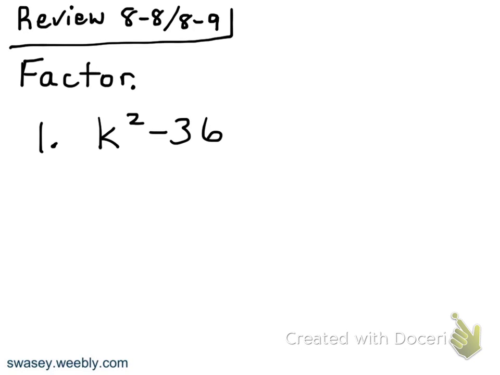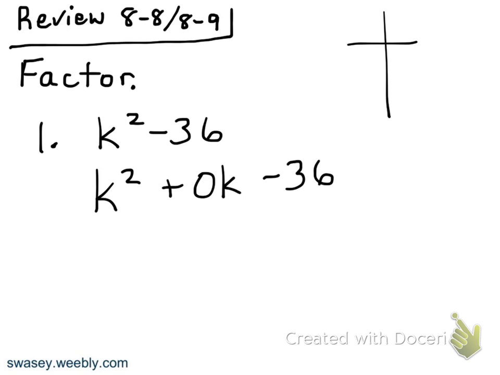Here we want to factor. If you don't recognize what special case it is, then you can factor it like a trinomial. Since we don't see a k to the first power term, we can put 0k. We're looking for two numbers that multiply to get negative 36 that add to get 0. One of them is positive, one of them is negative.